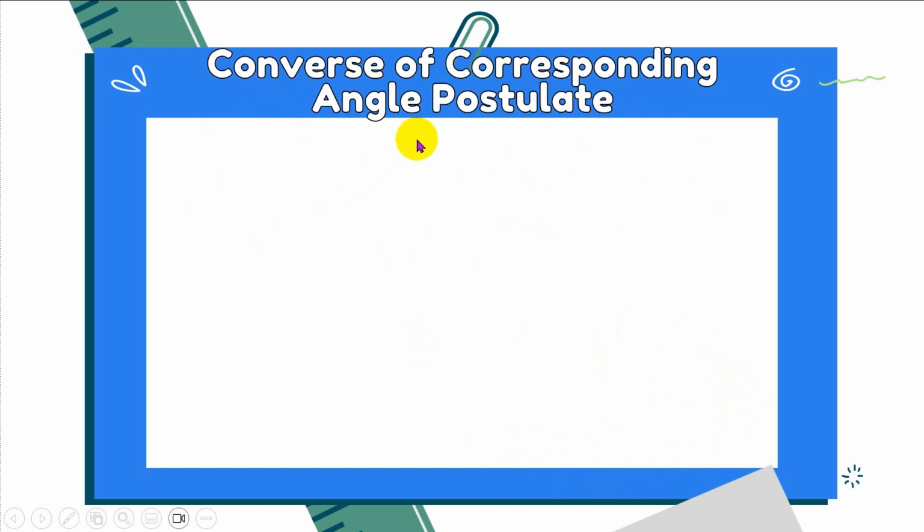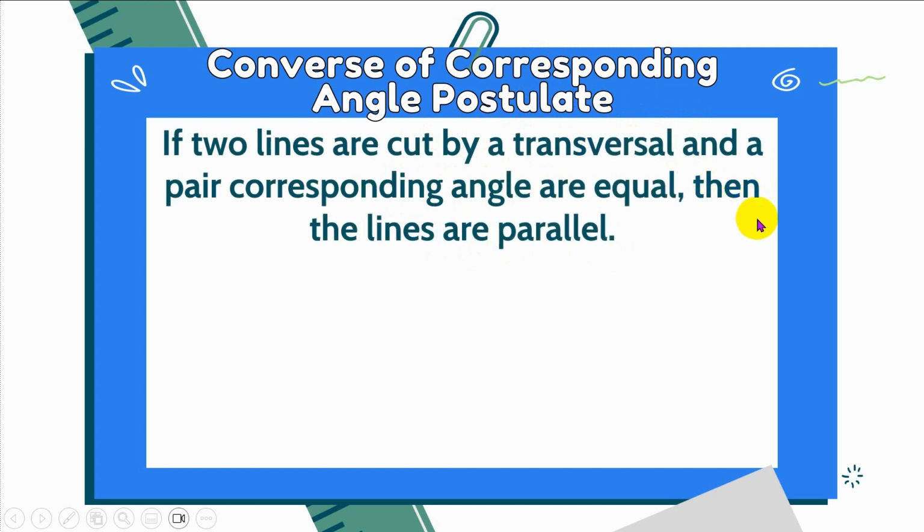Next, we have here the converse of the corresponding angle postulate. So, kung natatandaan nyo po, previously, we discussed this corresponding angle postulate, kung saan, pag meron daw tayong parallel lines and corresponding angles, they are always congruent. Now, dito po, ibibigay natin yung converse niya. Sabi dito, if two lines are cut by a transversal and a pair of corresponding angles are equal, then the lines are parallel. So, kumbaga, given ngayon dito that there are two lines and a transversal and also the corresponding angles that are equal, saka natin masasabi na ang lines given ay parallel.